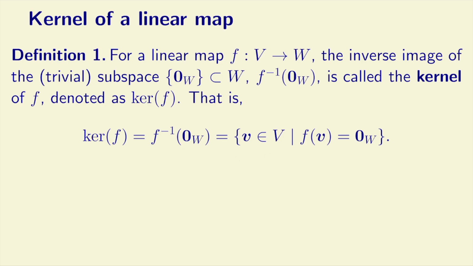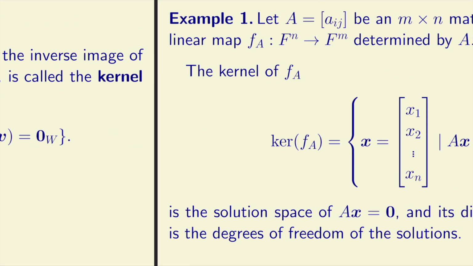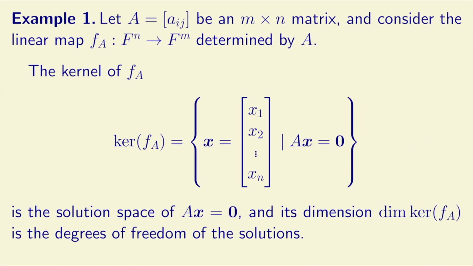Correct. Now, let's connect this back to our equation. If we look at the linear map determined by our matrix A, its kernel is the solution space of the homogeneous equation Ax equals 0. The dimension of the kernel, dim kernel f of A, tells us the degrees of freedom of the solution.